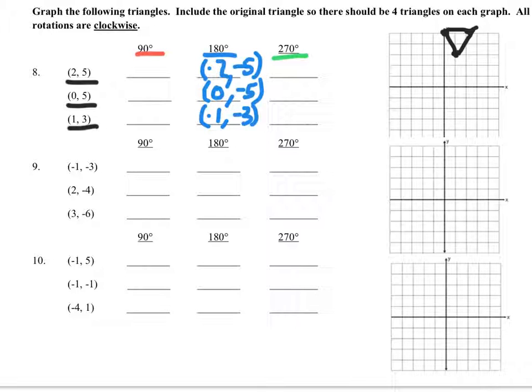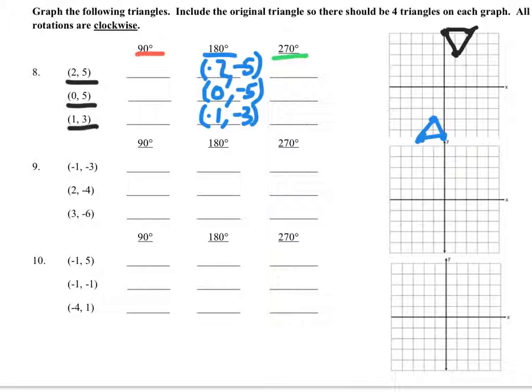So let's graph these points. Negative 2, negative 5 is right here. 0, negative 5 is right here. And negative 1, negative 3 is right here. And now we have rotated our figure 180 degrees clockwise.